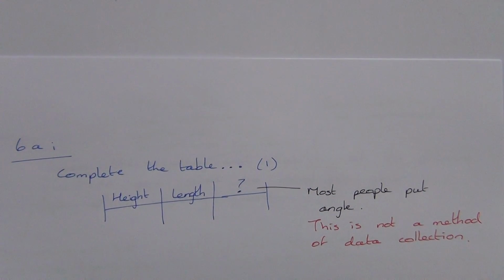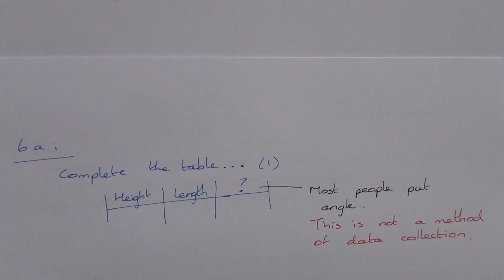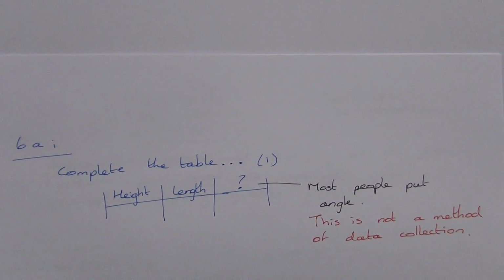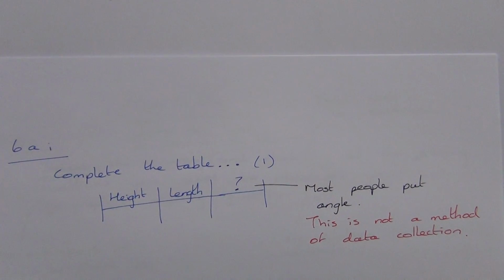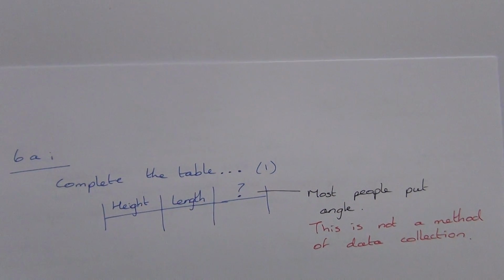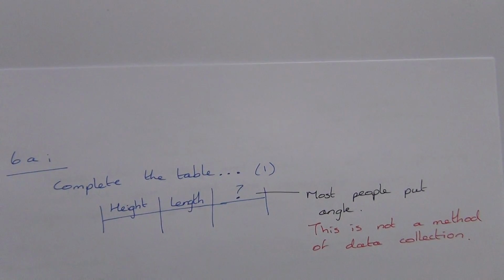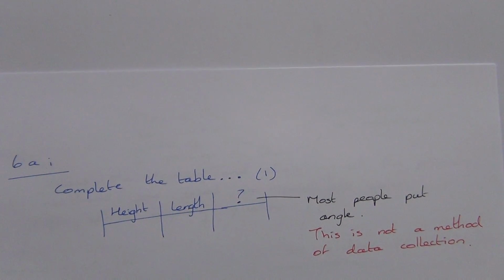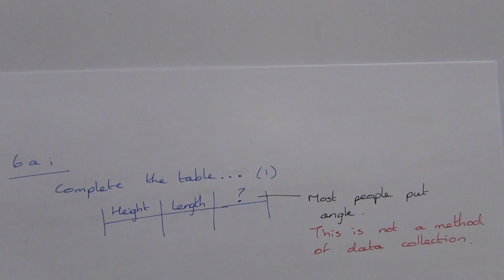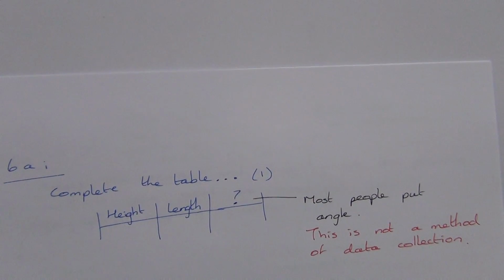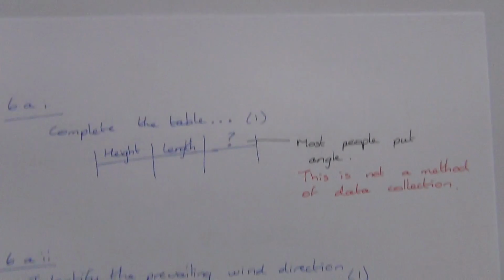We then have length. Length is again a technique that we actually measure when we're at the beach. So this final column needed a heading of something that was a method we could do that would allow us to collect data. Yes, everything in the table is in an angle, but an angle is not a method of data collection. So we needed to put the method here. The answer was therefore beach profile. That's the one that we should have been given.